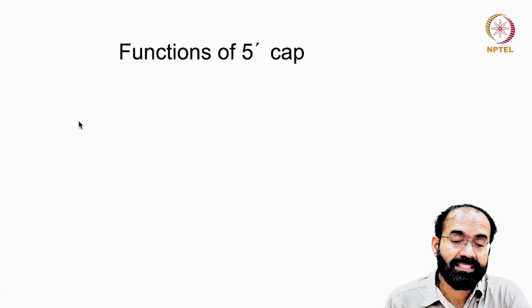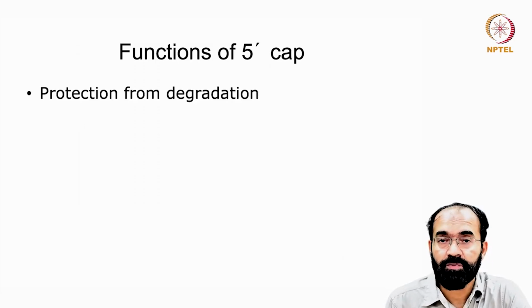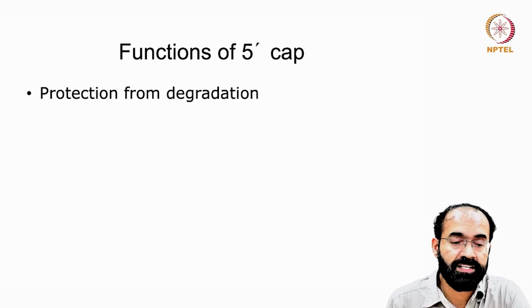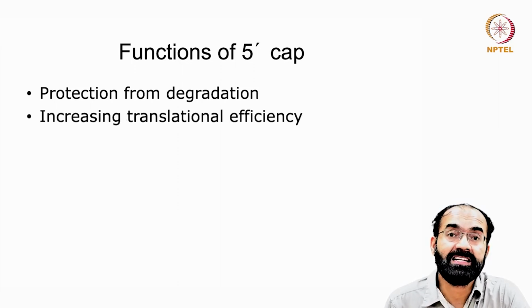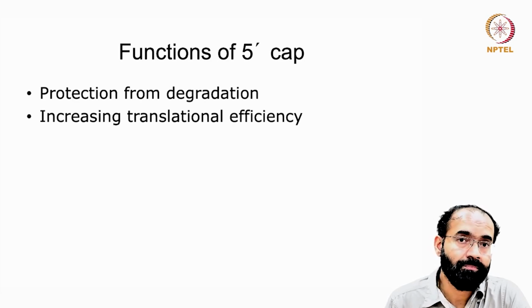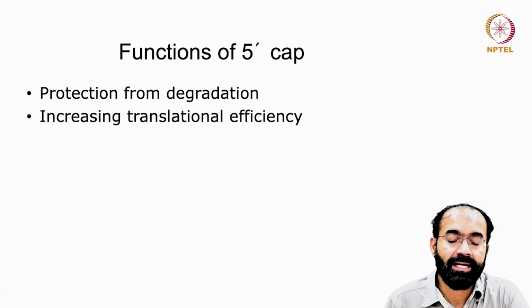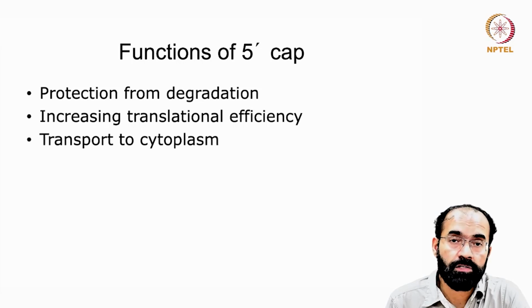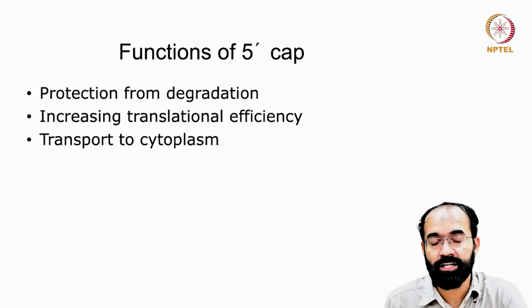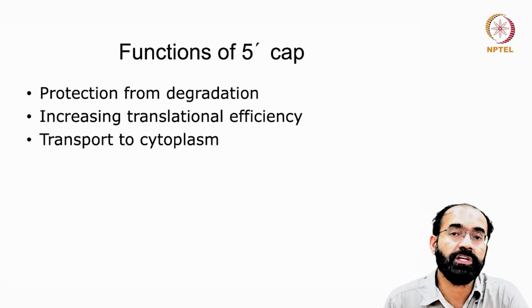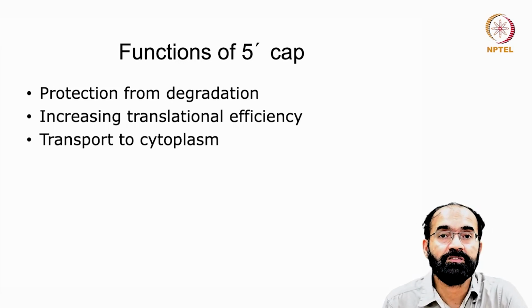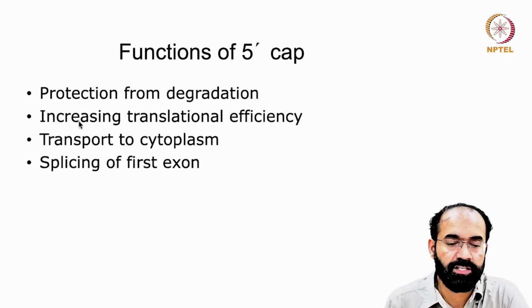Let us see what are the functions of the 5' cap. Protection from degradation, we all know, we discussed it, and also increasing the translational efficiency. If an RNA has a 5' cap, a 7-methyl guanosine cap, it enhances the ability of this RNA to participate in protein translation, and it also facilitates transport to the cytoplasm. If this RNA is devoid of this cap, it will not be pushed into the cytoplasm, because it will fail the quality control test in the nucleus.